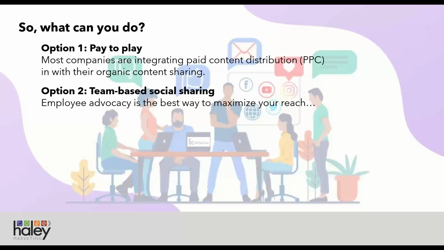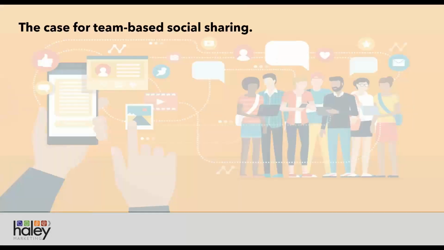Then you can do team-based social sharing or employee advocacy. It may be one of the best ways to maximize your reach, because while shares from companies may have been downgraded on social sites, shares from individuals have been prioritized. So when the people who work for you, again, your executives, your branch managers, your salespeople, your recruiters, even your temporary associates, are sharing your content, it's going to reach a bigger audience. It's going to reach more of the people they're connected to. And if they're building their networks all the time, you're really increasing your reach.